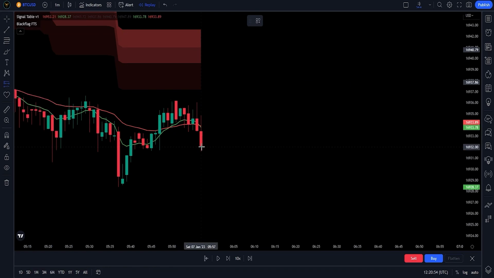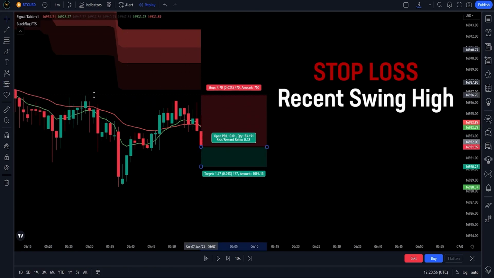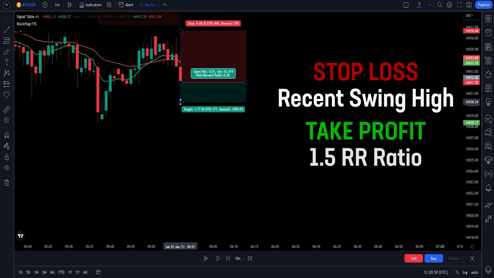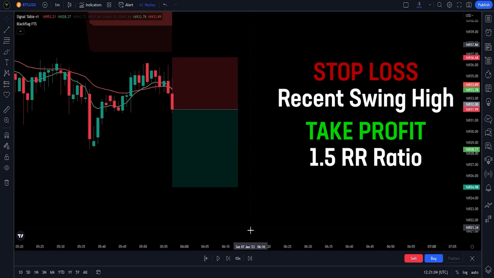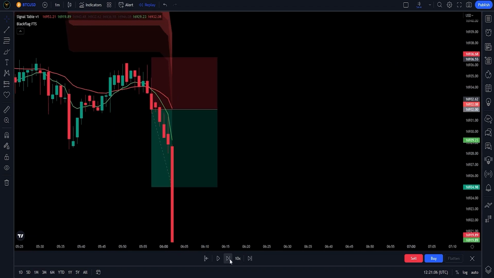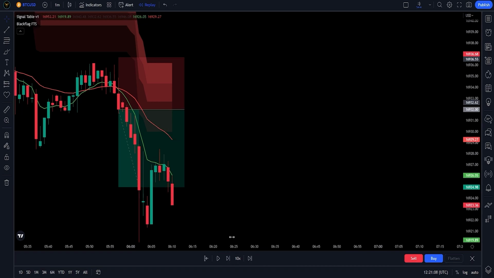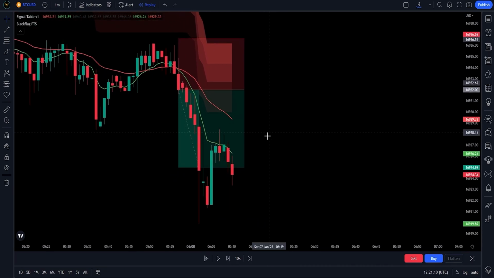position. Our stop loss will be set to recent swing high, and our take profit will be set to 1.5 risk to reward ratio. Now that everything is set, let's see if we made yet another profitable trade. Our prediction was once again correct, and we made another profitable trade.